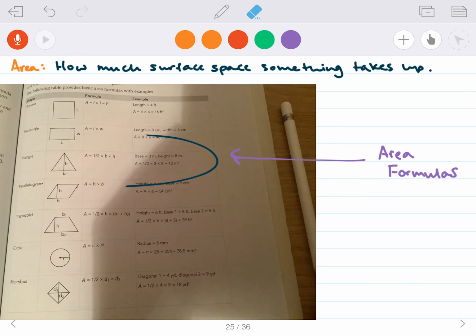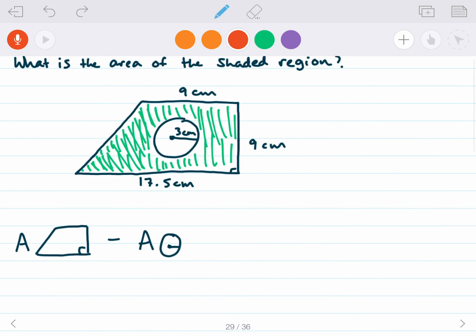Let's see. I just want to make sure that I'm using the letters that they like. All right, so here's our trapezoid area formula. We have base 1 up top, base 2 on bottom, and then the height. So the area formula is a half times height times the sum of base 1 plus base 2. Let me write it up here. The area of a trapezoid is equal to a half times height times b1 plus b2.